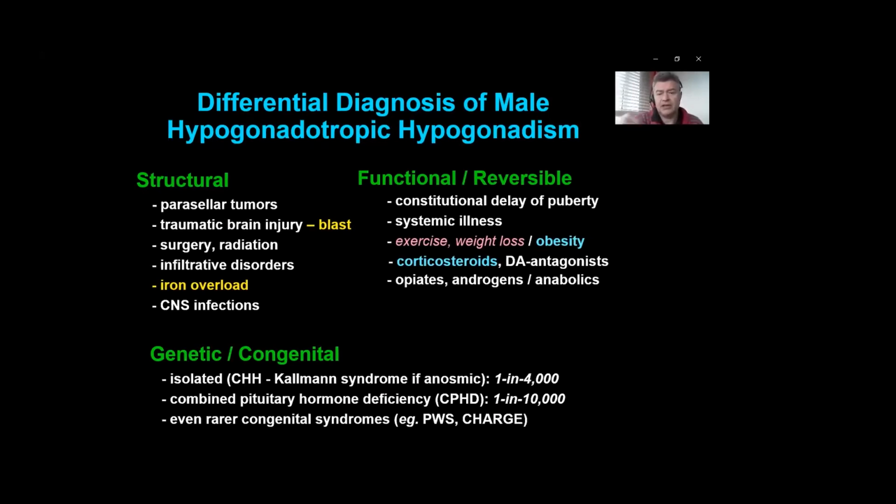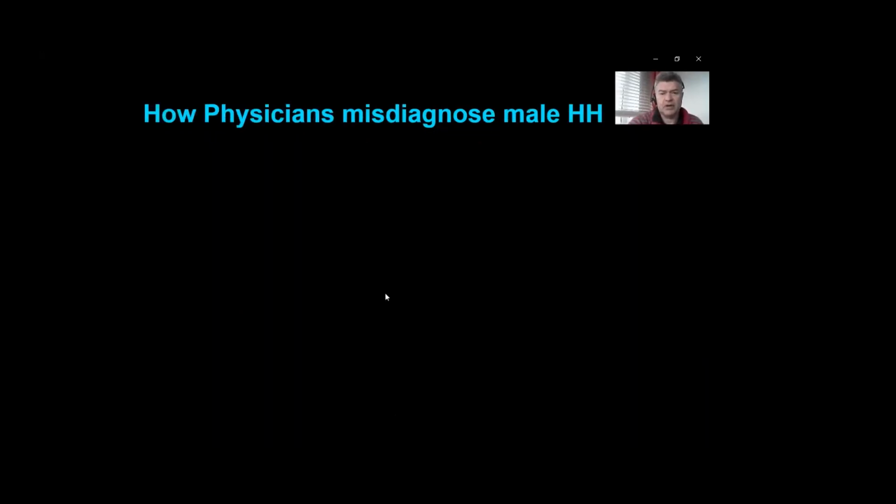Similarly, corticosteroids tend to shut down the male axis, but tend not to shut down the female axis. Dopamine antagonists, anything that raises your prolactin level, opiates, androgens, and anabolics. Important to recognize, you're given a patient with male hypogonadism, and the first question I always ask is, well, was the diagnosis actually right? Because there's a huge amount of scope to misdiagnose it.